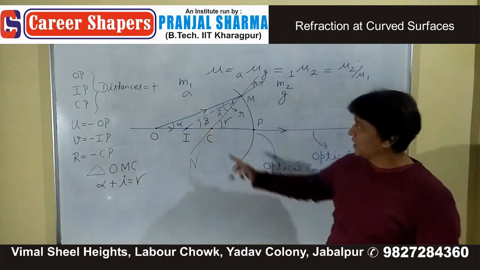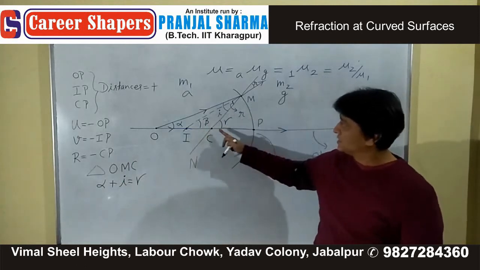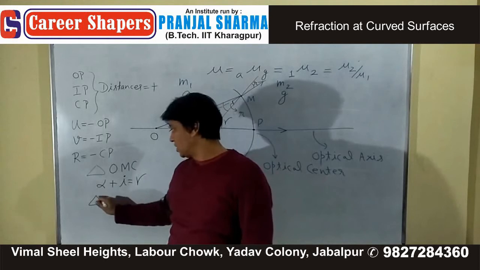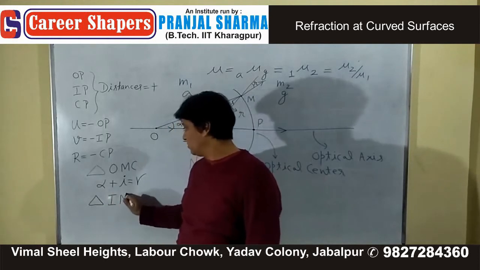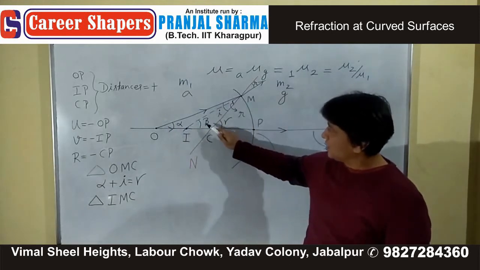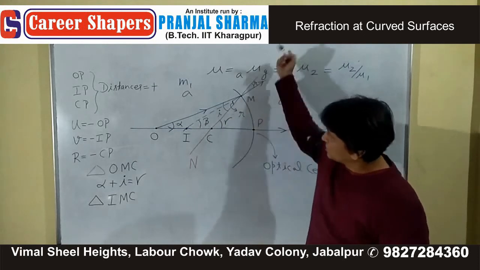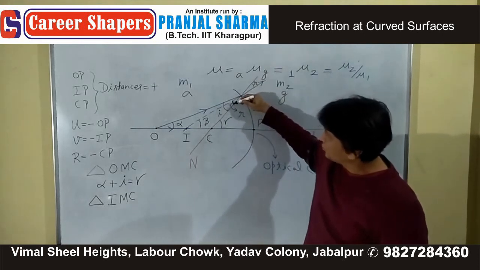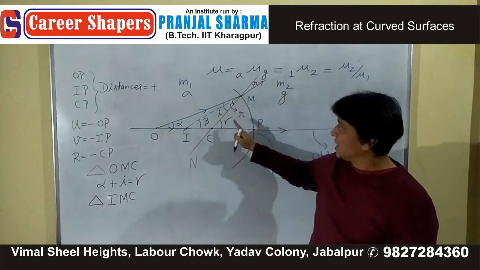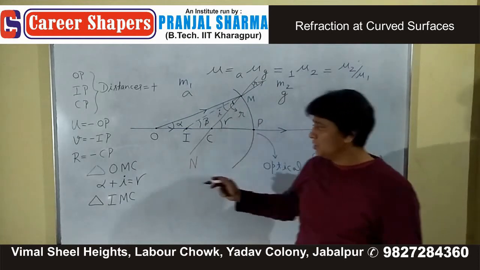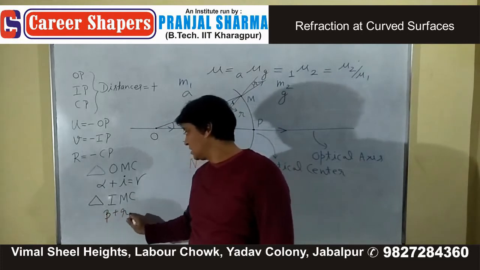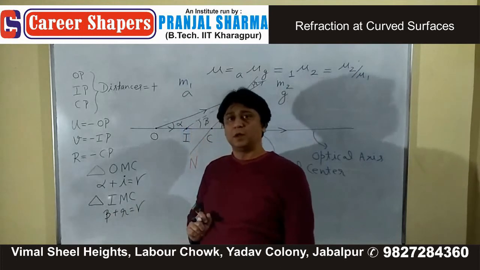Now, look at the triangle IMC. In triangle IMC, this is I, this is M, this is C, beta, and look at this. This is your angle of refraction, which is R. Beta and R now become internal angles. The external angle is again gamma. So you get beta plus R is gamma.